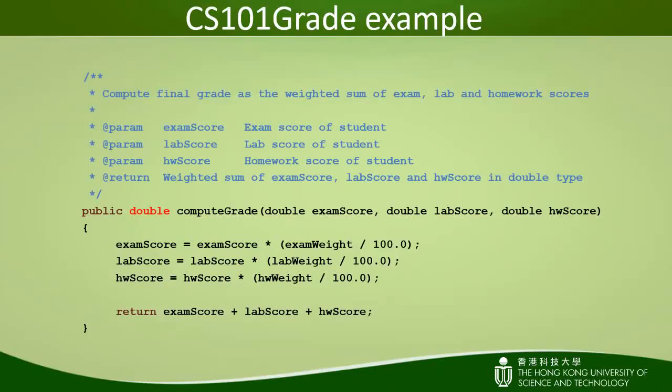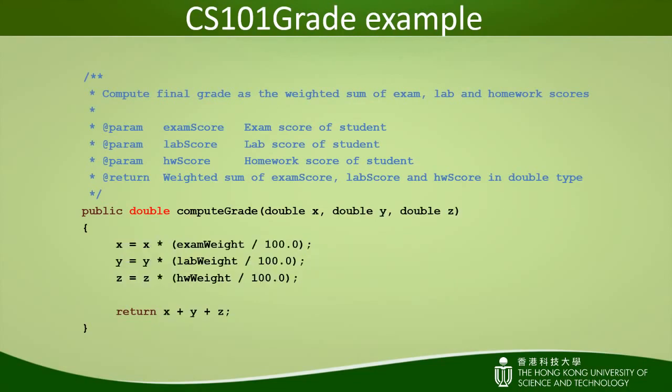What you'll find is that the compute grade method would actually give the same results if we replace the parameter variables exam score, lab score, homework score by a set of parameters with different names. Here is an example showing another declaration of compute grade with all occurrences of exam score being replaced by X, lab score by Y, and homework score by Z. The result of computing will effectively be the same using this modified method.